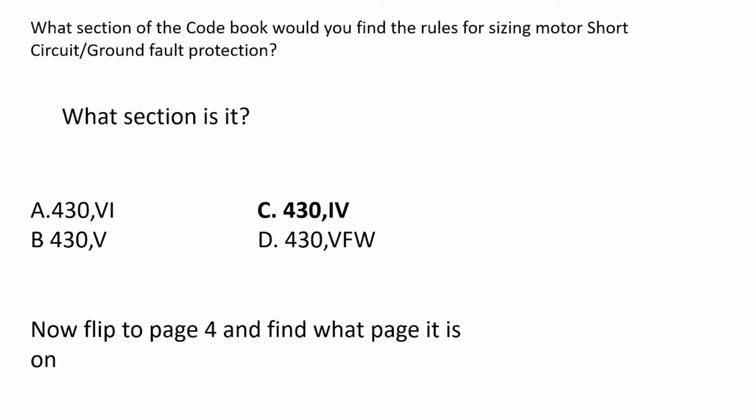It's in 430 part IV. Now we're going to flip to the front of our code book and find out what page that's on. Anytime it tells you a section like that, you do not have to go through 430 looking for IV. You will just go to the table of contents and search for chapter 4. Then you'll look for 430, then you'll look for 430 IV and you'll flip to that page.